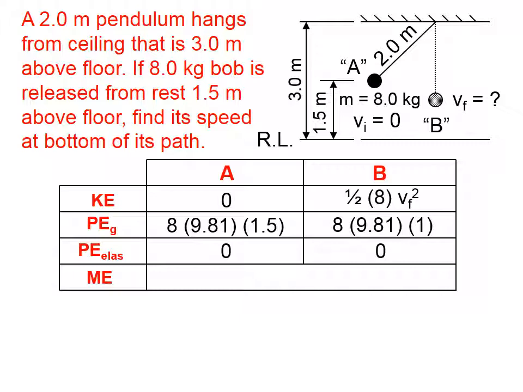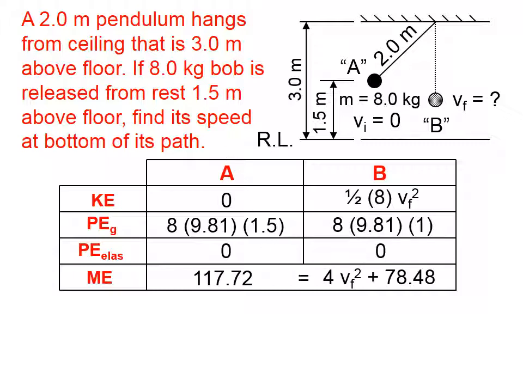Again, no springs to worry about, and the law of conservation of mechanical energy says that if I total up these three boxes and I add up these three boxes, 1/2 times 8 times Vf squared is 4 Vf squared, and then 8 times 9.81 times 1 is 78.48. Those terms added, not multiplied. And if energy is conserved, those two quantities should be equal.